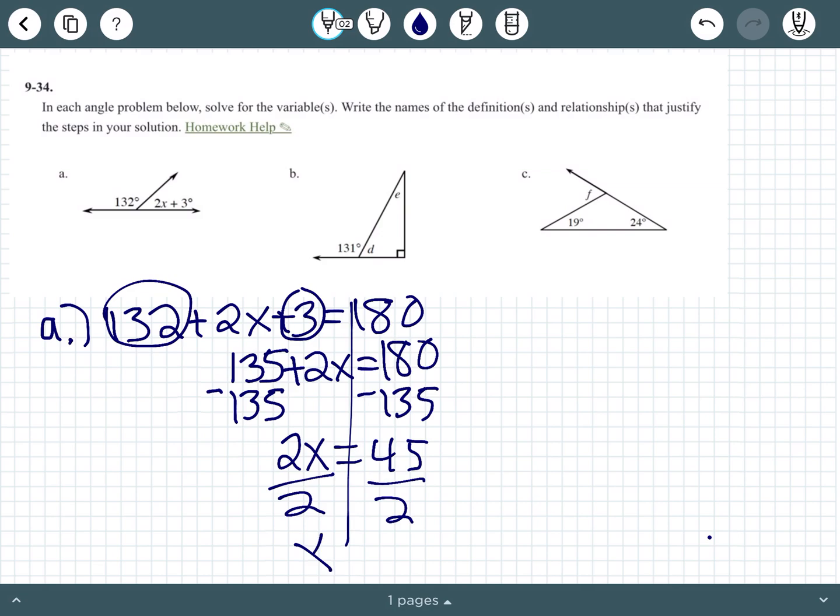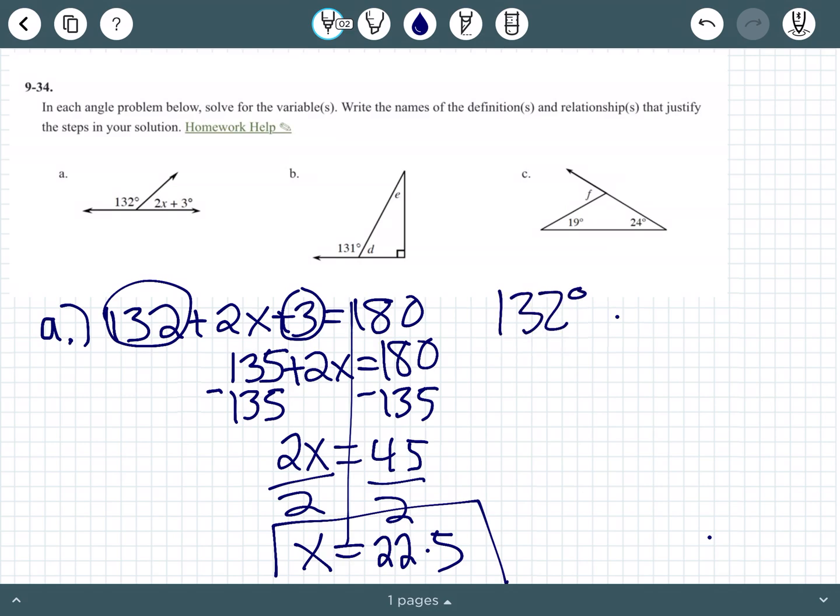And I'm left with x equals, well, what is 45 divided by 2? Go ahead and put it into your calculator if you're not sure. You should get 22.5 for x. All right, now we solved for the variable. Now what we need to do is write the names of the definitions and the relationships that justify the steps in our solution.